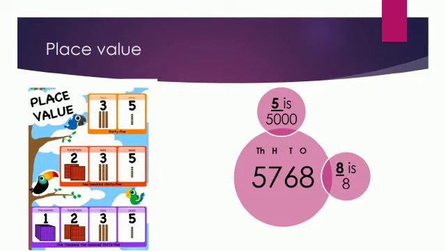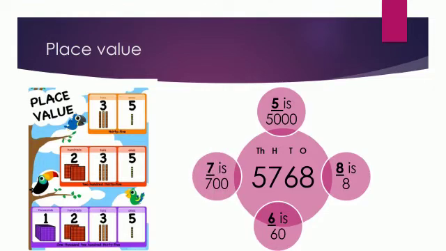Now, what is the place value of 8? 8 is in its ones place. So 8 into 1 is equal to 8. So the place value of 8 would be 8. Now, can you all tell me what is the place value of 6 in this number? Yes, as you can see, 6 is in which place? It's in the tens place. So 6 into 10 makes 60. So the place value of 6 would be 60. What is the place value of 7 in this number? 7 is in its hundreds place. So 7 into 100 is 700. So the place value of 7 is 700.